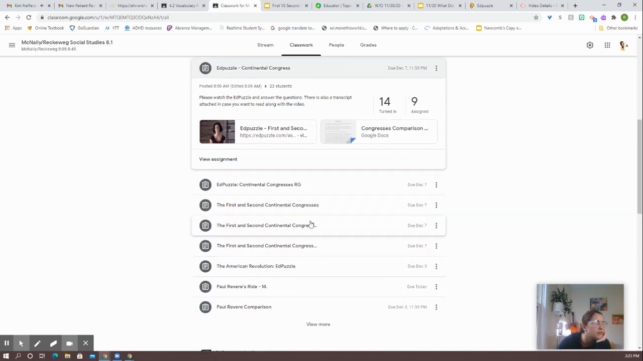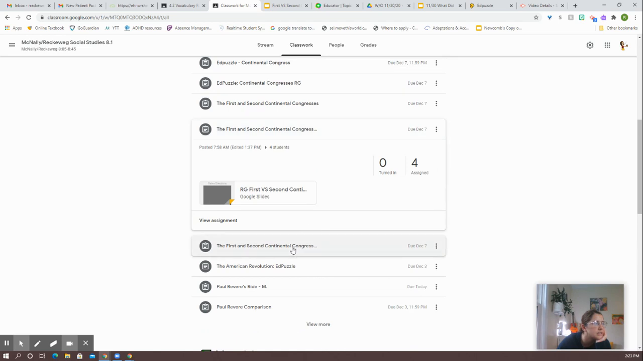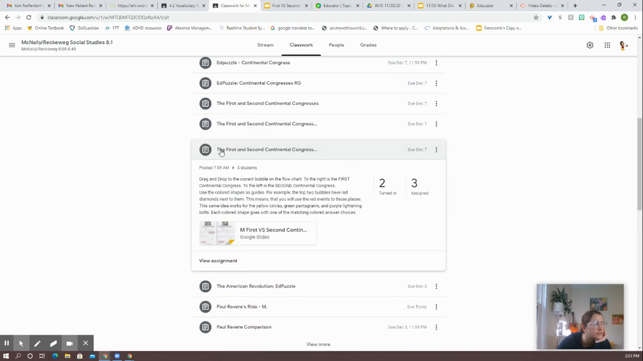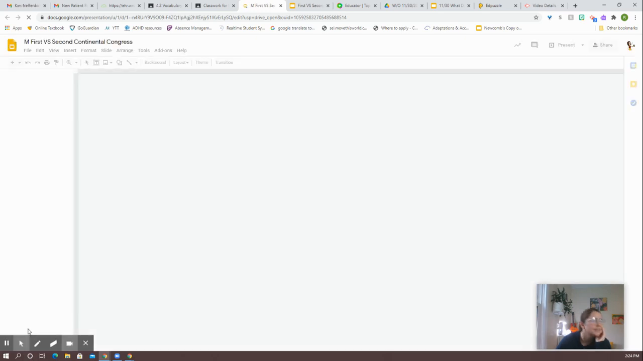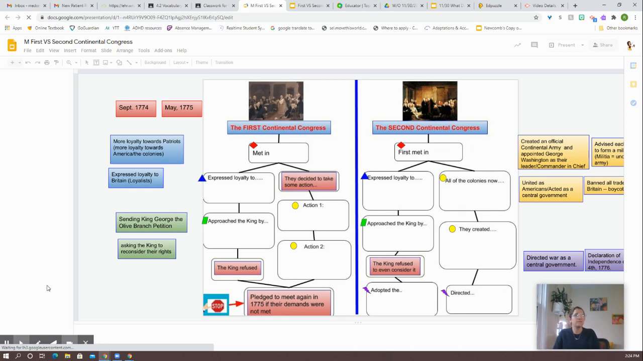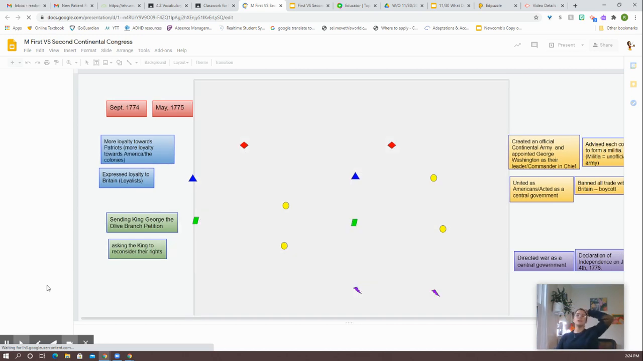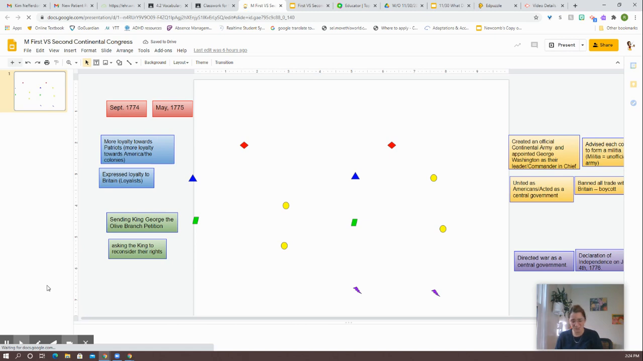You also have the First and Second Continental Congress. Right, it's called the First and Second Continental Congresses. You will click on this and you will wait for it to load as we do. Okay, beautiful. So now you have this flowchart with the First Continental Congress on the left when it loads, and the Second Continental Congress will be on the right.